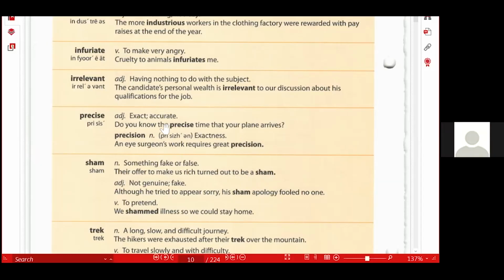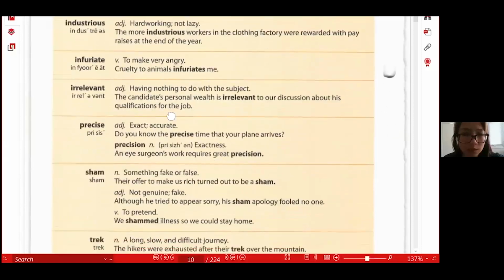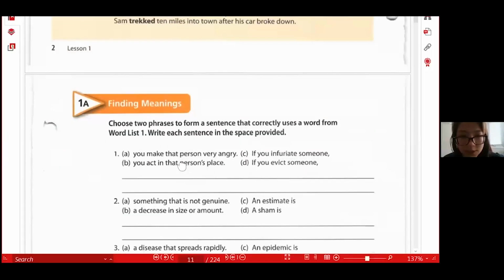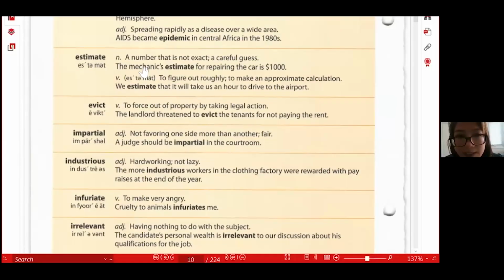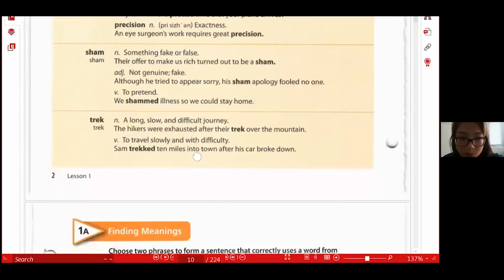Yeah. Okay, so what's the other one? Estimate. Let's go for the meaning of estimate. An estimate means a number that is not exact, a careful guess. You're guessing at something, figuring out roughly. We estimate that it will take us an hour to drive to the airport. You understand the meaning of estimate, Nicole? Yes. Okay, so let's go to number 2.